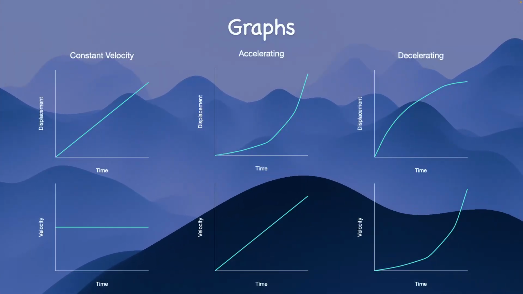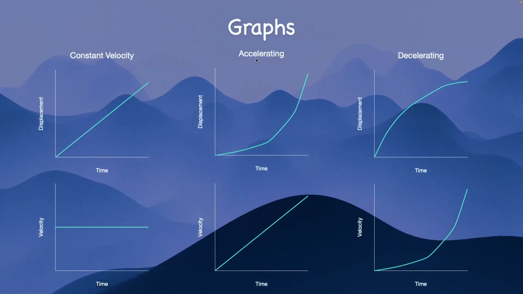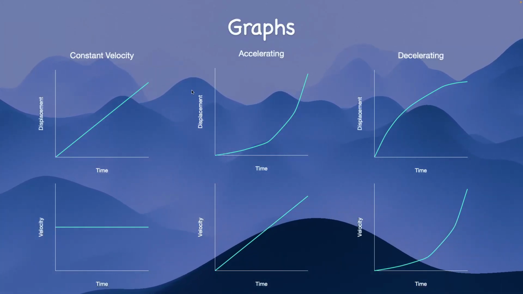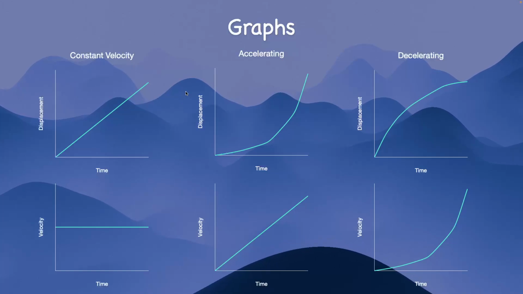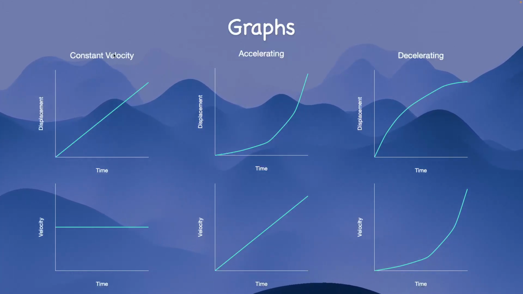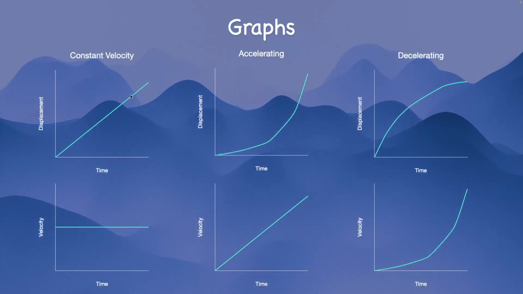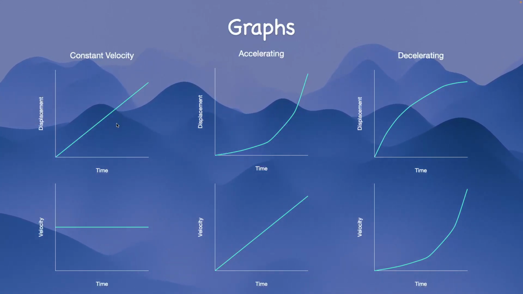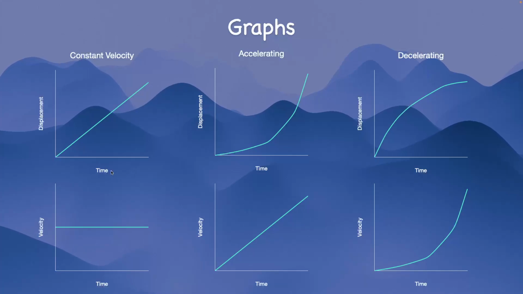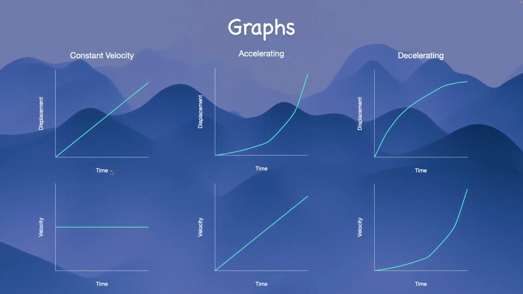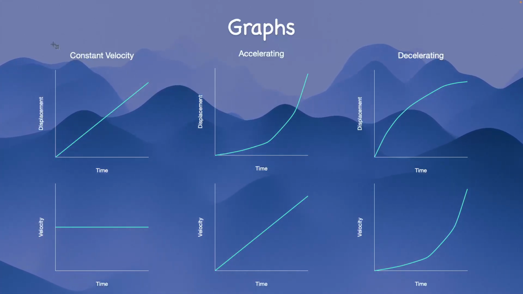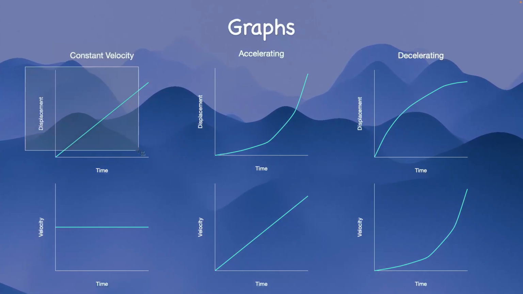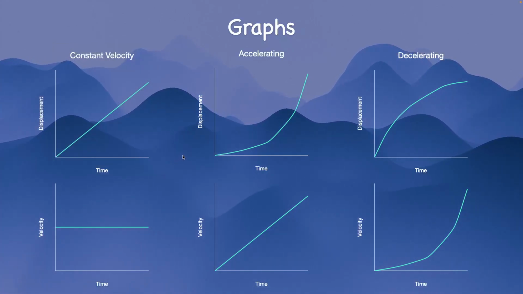Right. Next, you have to know these graphs. So the ones on the upper side are the displacement versus time graphs. So if there's a constant velocity, you can see the graph goes above in a straight line. And velocity here is the gradient of this displacement time graph, because velocity equals displacement upon time. So when the velocity is constant, the gradient of this graph is also constant.